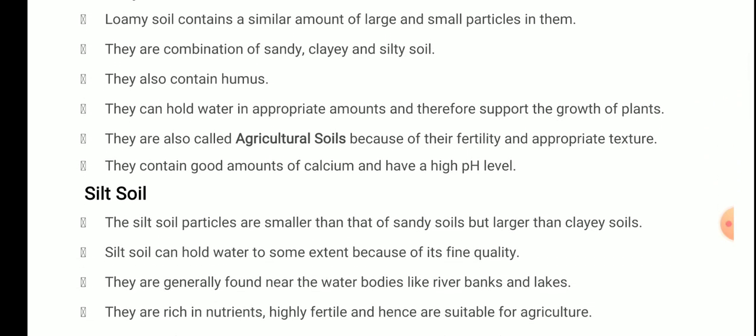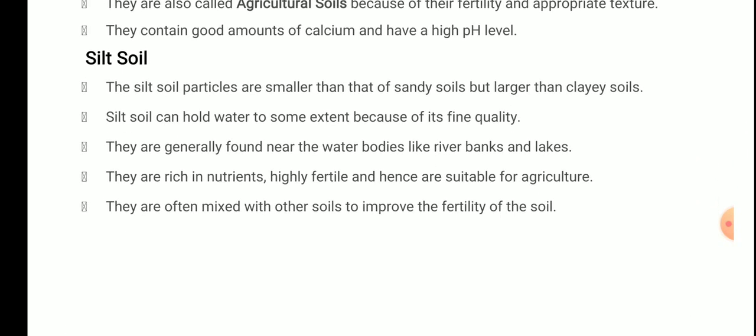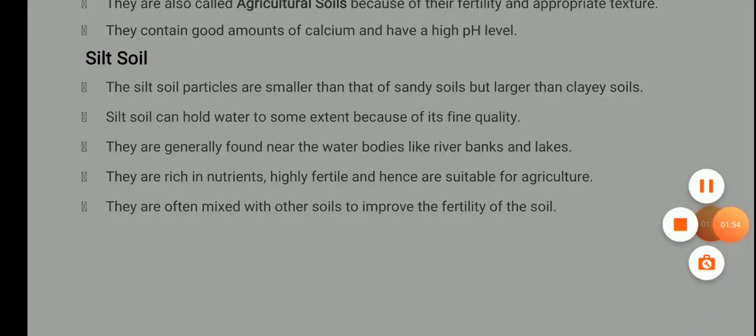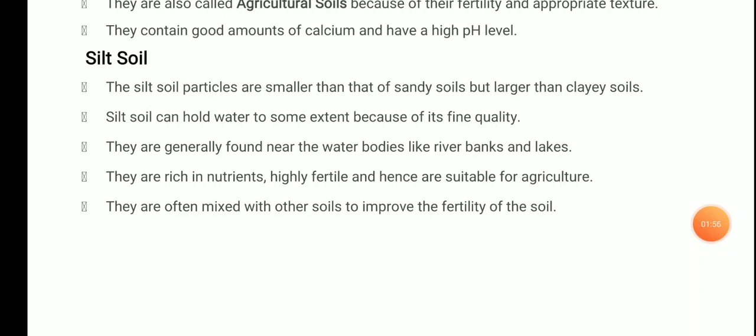Okay. Then next was silt soil. The silt soil particles are smaller than that of sandy soils but larger than clayey soil. They can hold water to some extent because of their fine quality. They are generally found near water bodies like river banks and lakes. They are rich in nutrients, highly fertile and hence suitable for agriculture. They are often mixed with other soils to improve the fertility of the soil. Clear, students? So these were the different types of soils.